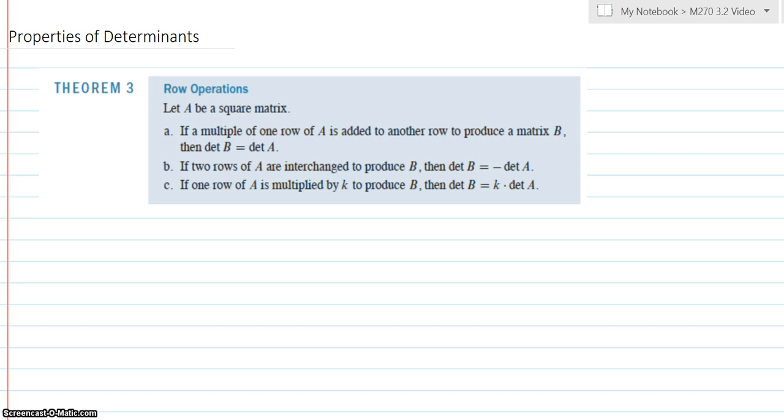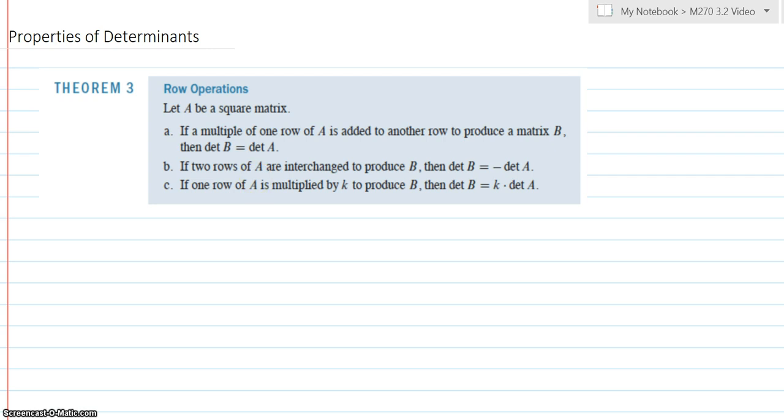You do have to be careful though, because if you interchange two rows, there is a difference. They are not the same. The determinant of B is equal to the negative of the determinant of A. And then if one row is multiplied by K to produce B, then the determinant of B is K times the determinant of A. So two of our row reduction rules do affect the determinant, but we know what they are, and the first one, part A, does not.